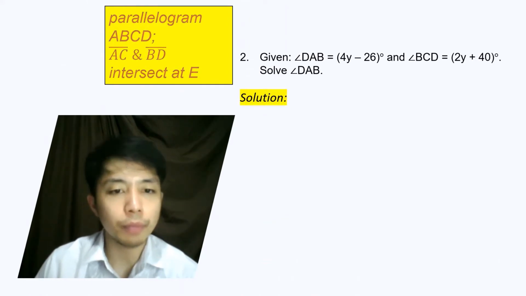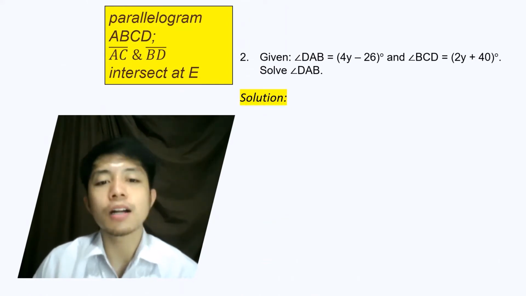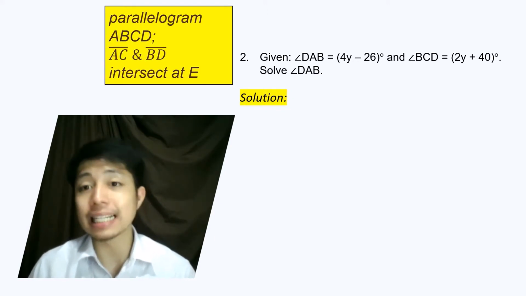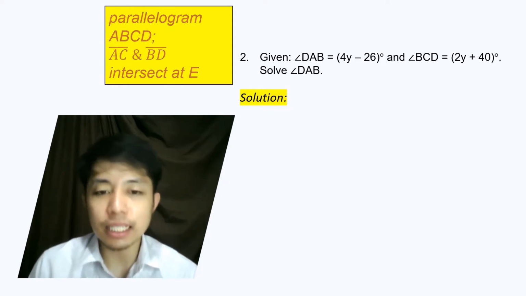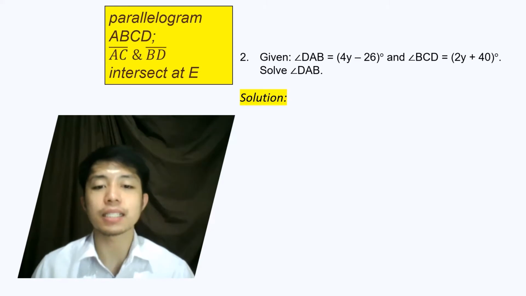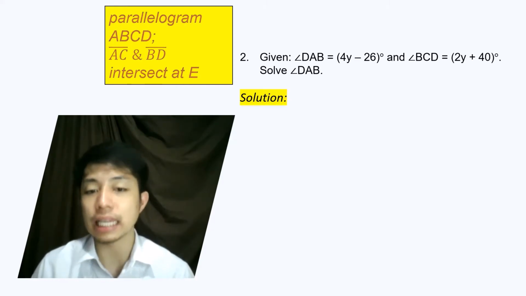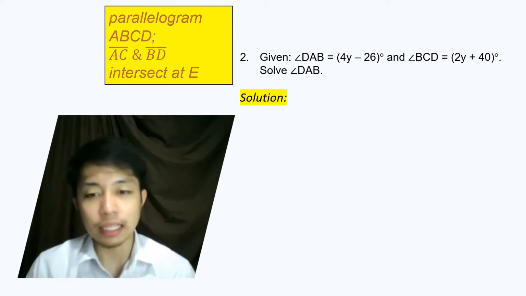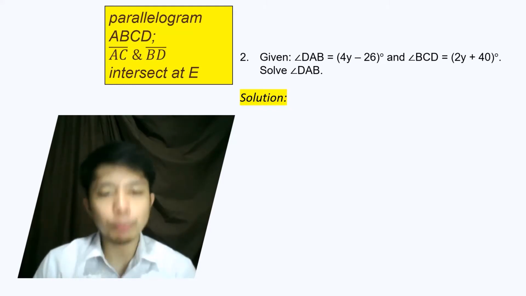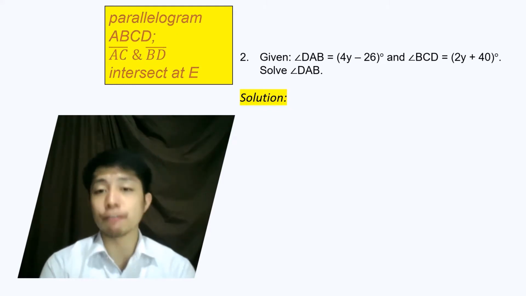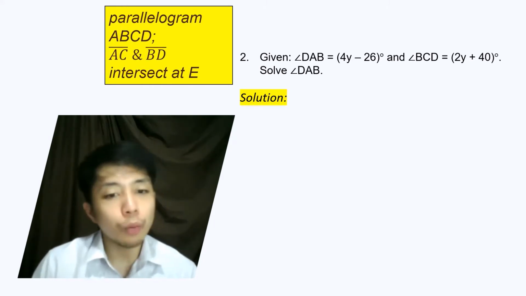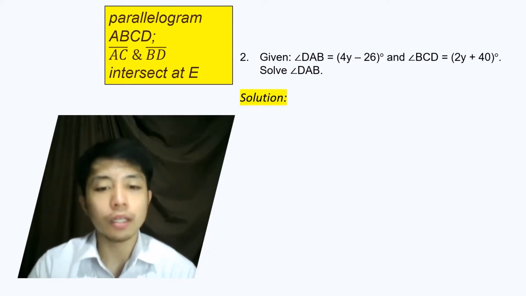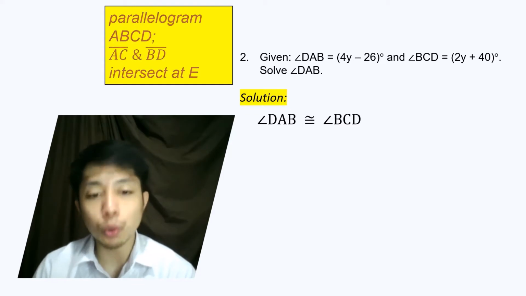Okay, here is problem number 2. The given are angles. You have angle DAB that is equal to 4y minus 26 degrees, and angle BCD that is equal to 2y plus 40 degrees. Now we need to solve angle DAB, or we can simply say angle A. Both are just the same angle, angle DAB or angle A. Now what property of parallelogram is involved here? Okay, we can use property number 2, that opposite angles are congruent. So we can equate the two given angles.